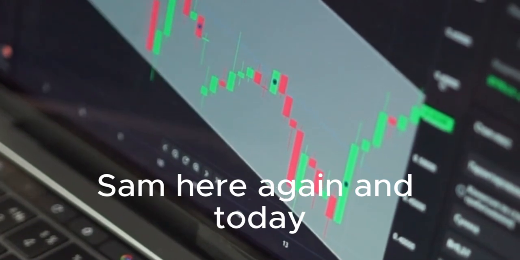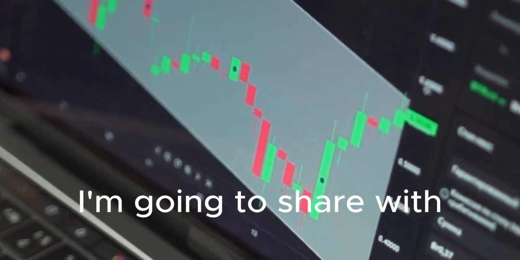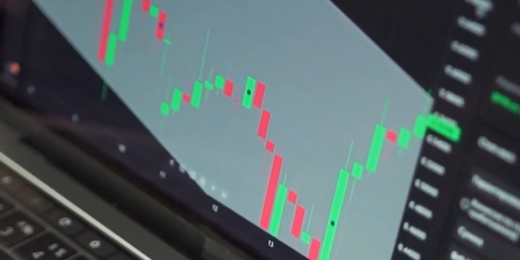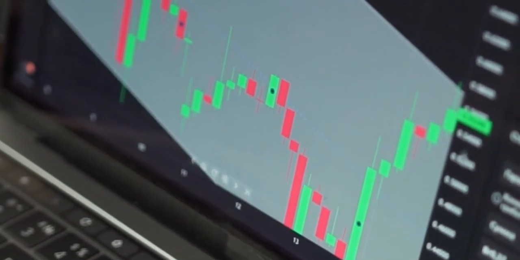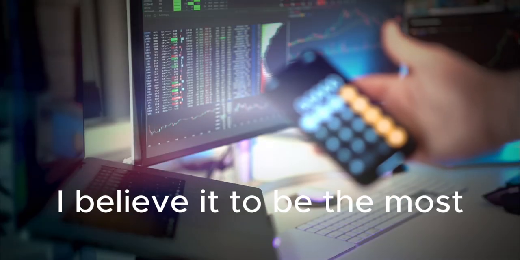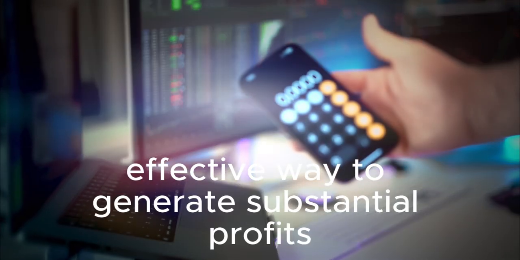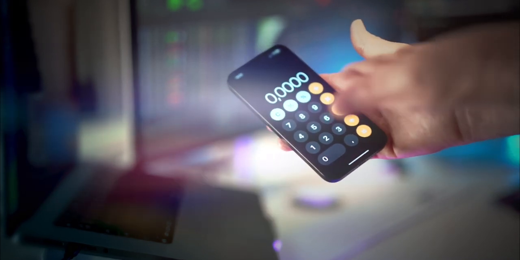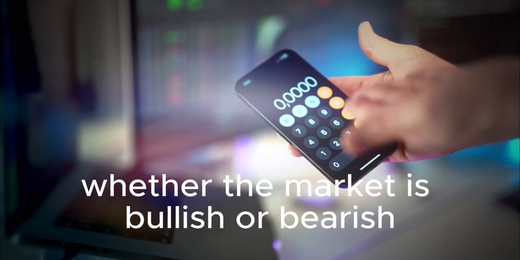Sam here again, and today I'm going to share with you a remarkable arbitrage strategy for Xpreet that I have personally been using for the past year. I'll explain why I believe it to be the most effective way to generate substantial profits regardless of market conditions, whether the market is bullish or bearish.